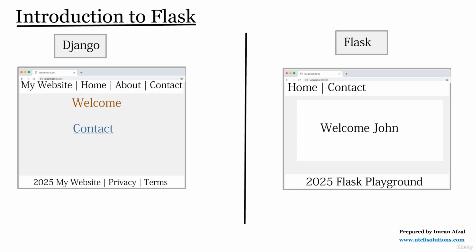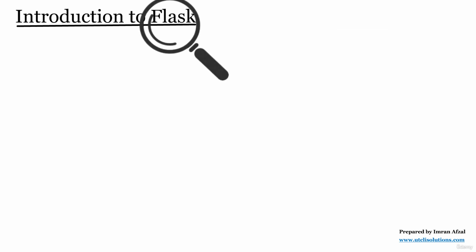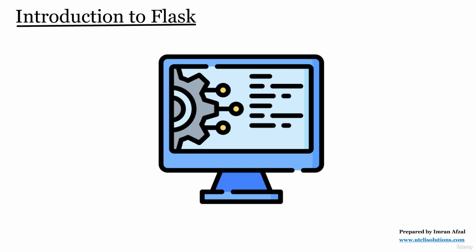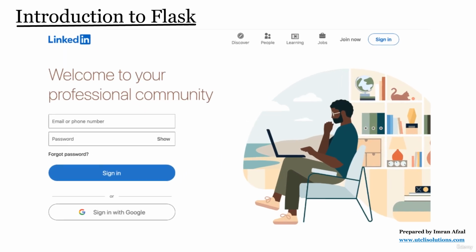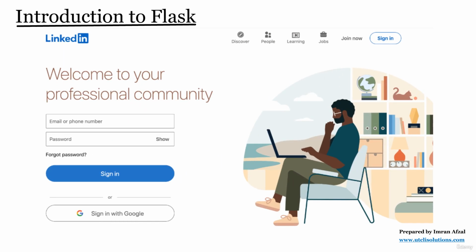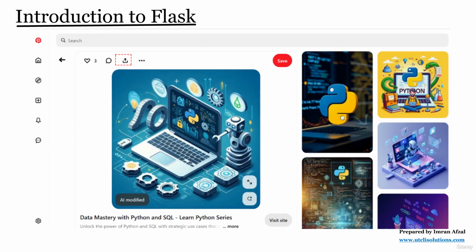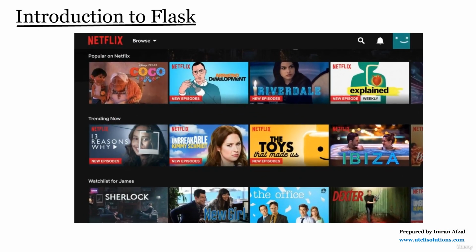Some big and well-known companies have used Flask in their own systems. For example, LinkedIn, which is a popular website for jobs and professional networking, has used Flask for certain parts of its website where speed and flexibility were important. Pinterest, the image sharing and idea saving platform, also used Flask for some of its tools behind the scenes. Even Netflix, which is one of the largest video streaming companies in the world, used Flask for specific internal services.